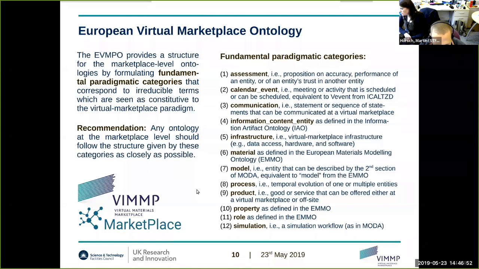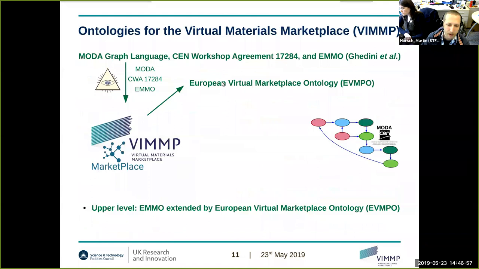So as a summary of this basic approach from the EMMC work, we have EMMO, which is being released and has already been presented at a quite detailed level. Then we have MODA, and from our agreement, we have the European Virtual Marketplace Ontology, EVMPO. And in this way, what we define will become the basis of a European virtual marketplace framework that contains the two platforms that we develop, but could also contain other platforms if they adhere to these common standards.